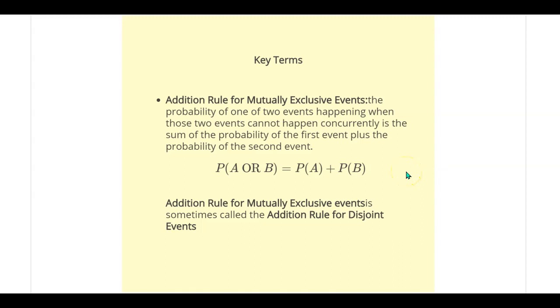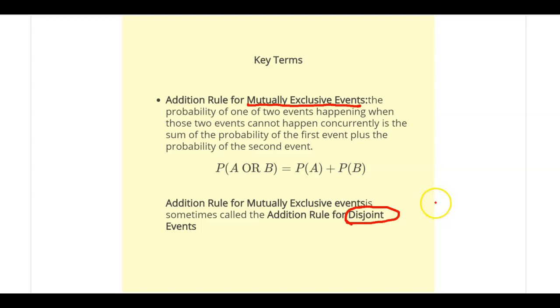Now let's go ahead and look at addition rules of mutually exclusive events. Again, keep in mind, what are mutually exclusive events? Mutually exclusive events are events that cannot happen at the same time. They don't share anything, they don't have anything in common. They're disjoint. They're like siblings. They don't want to share anything.